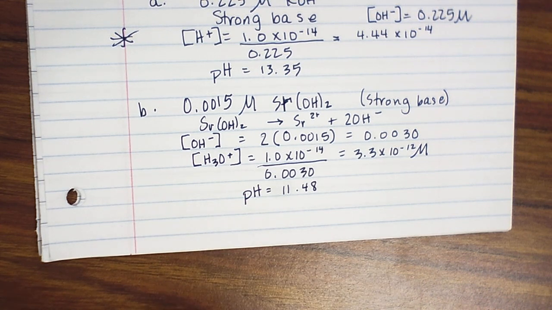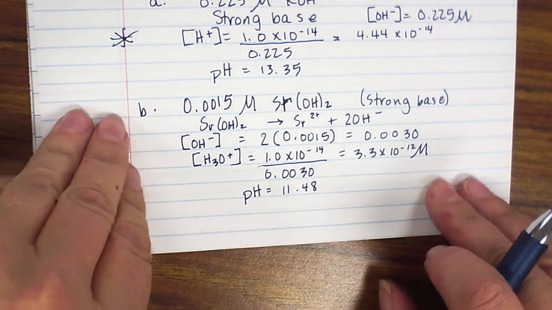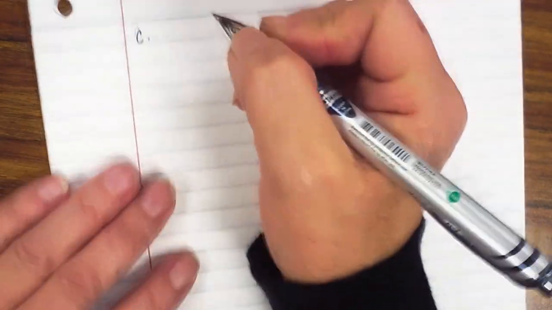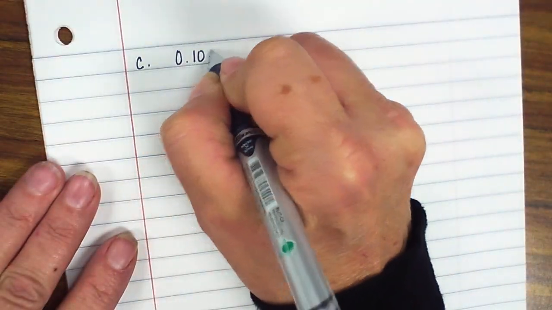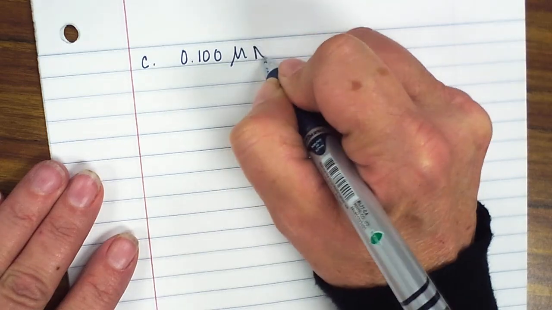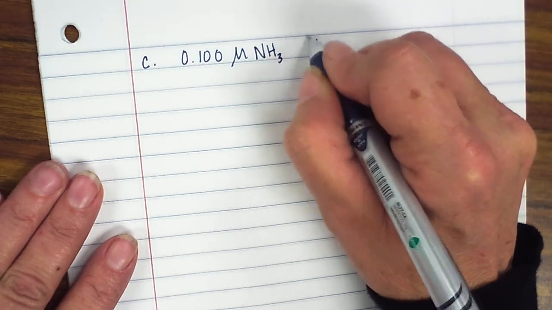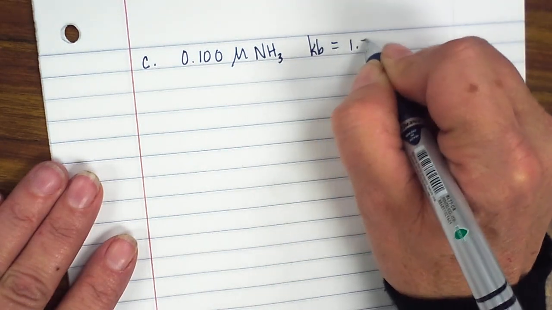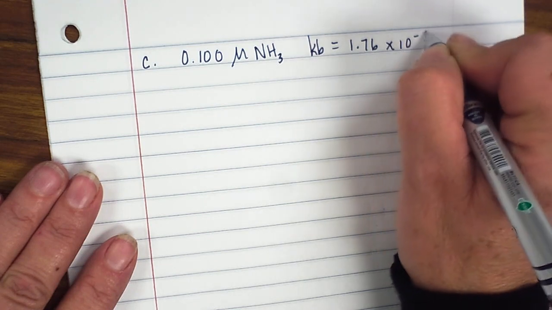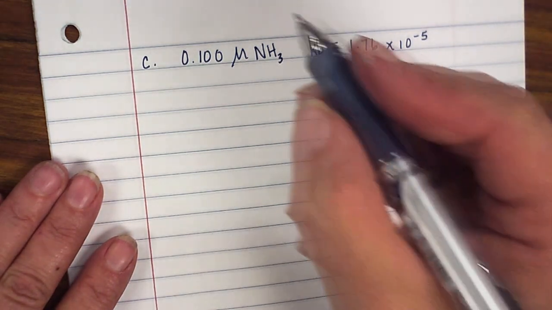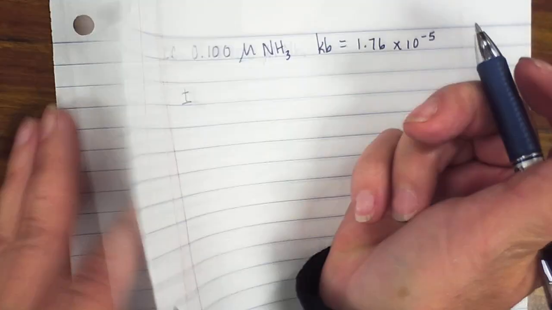One more example, and then we're done. Okay, last example. So in this example, we're going to be using 0.100 molar NH3, which is not a strong base. It has a Kb of 1.76 times 10 to the minus 5, which should be listed on your list. So I'm going to need to do an ice table for this.